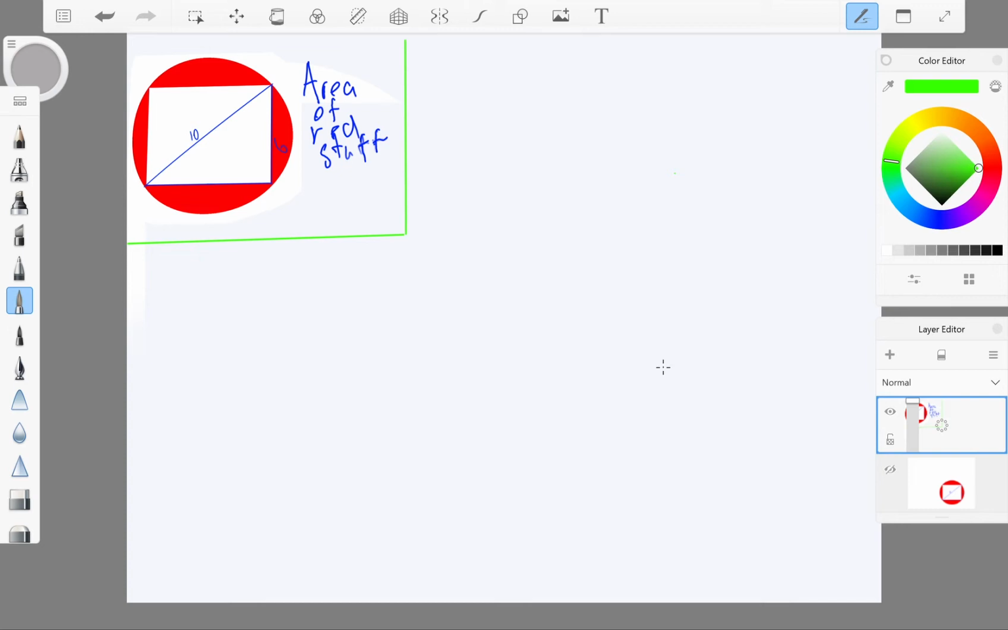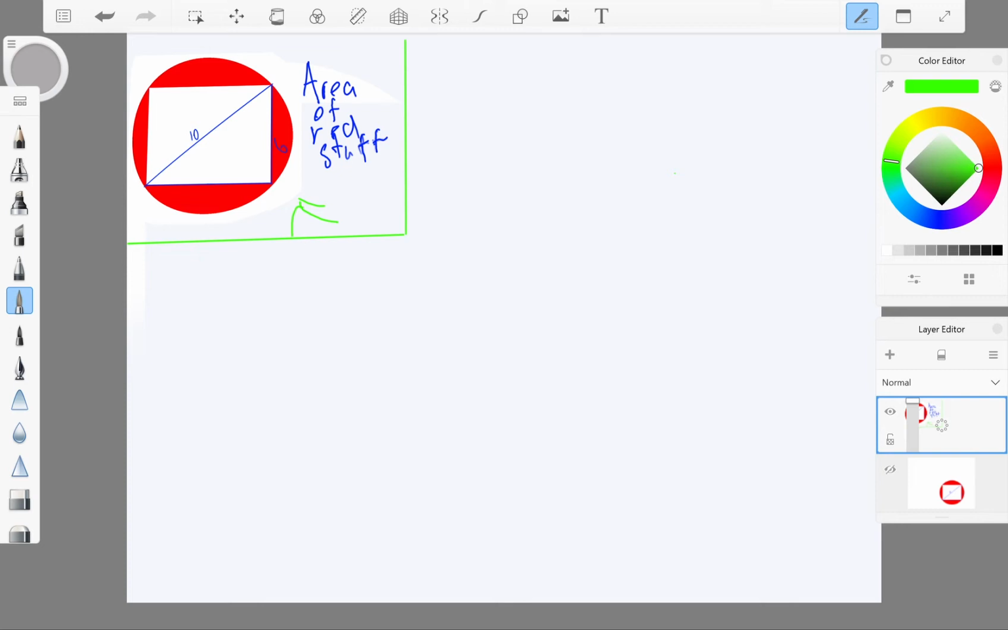Alright, so what we're doing is we're going to be doing a problem that I made. So this diagram over here is showing a rectangle inscribed in a circle. I don't know if that's physically possible, but I made it physically possible now. So the rectangle is inscribed in the circle. Yeah, so we're trying to find the area of the red stuff.